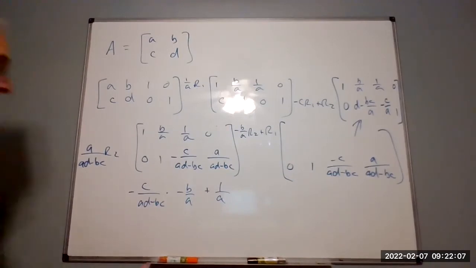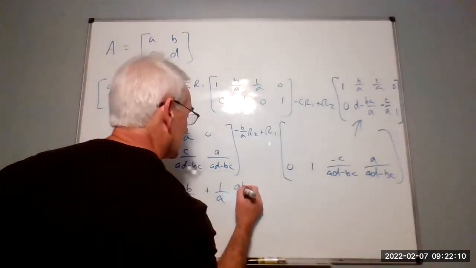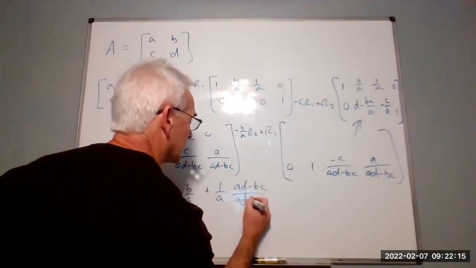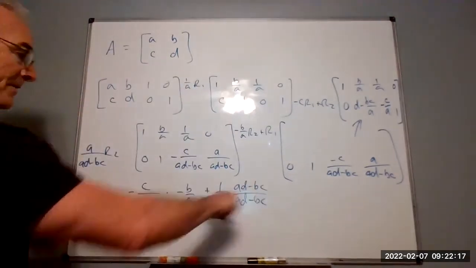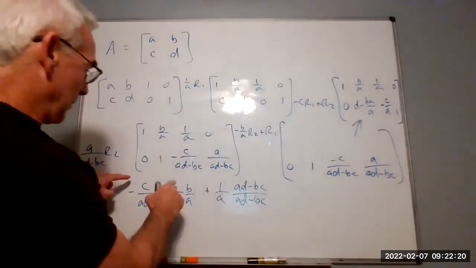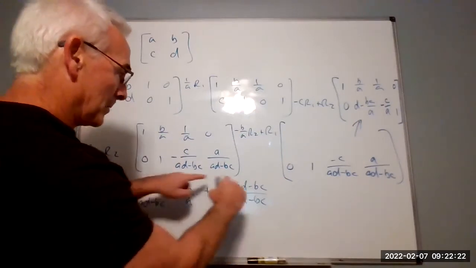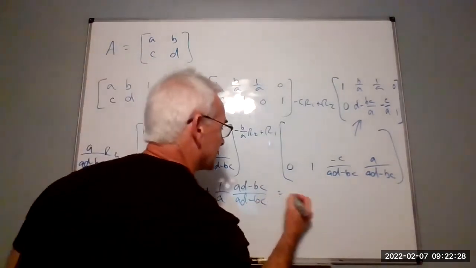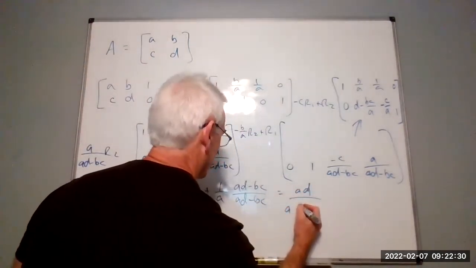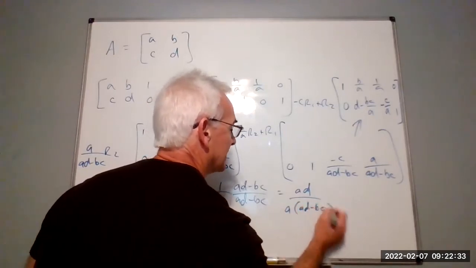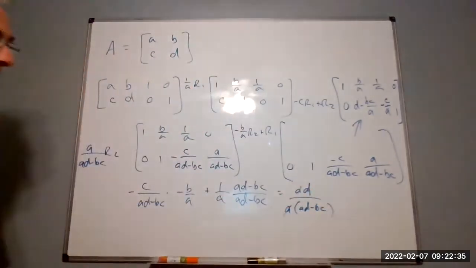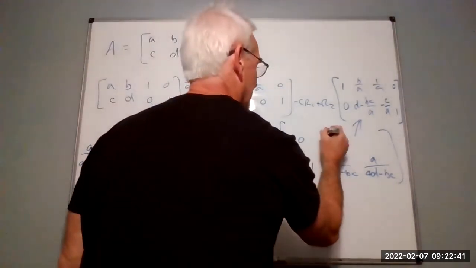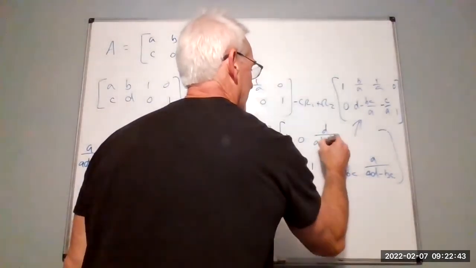Well, let's see. How about if I write AD minus BC over AD minus BC. Now I have the same denominators. So now I have positive BC plus AD minus BC. Oh, that just leaves me with an AD. So that's AD over A times AD minus BC, and then those A's cancel. It's a big yikes. But that means this position is then D over AD minus BC.